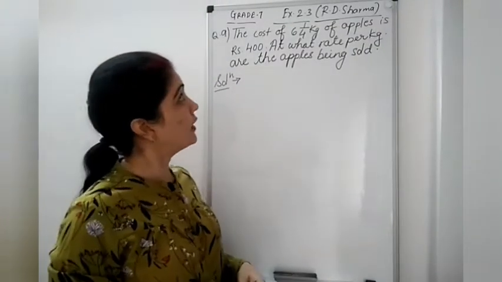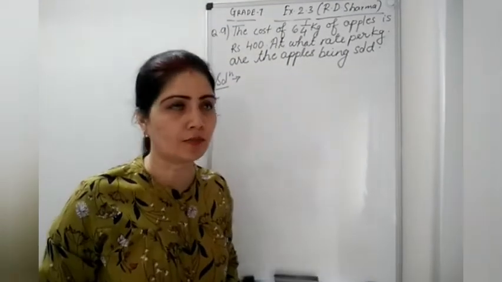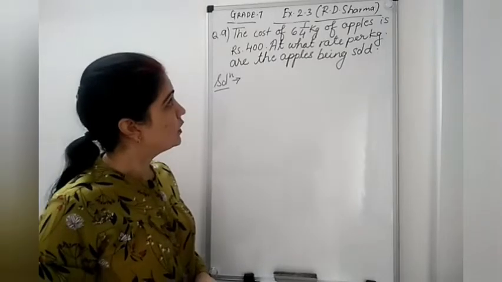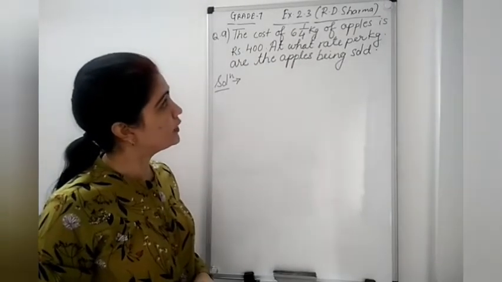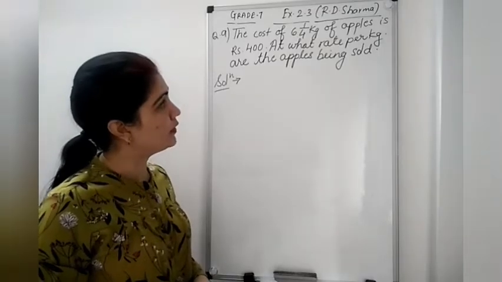So again we are continuing exercise 2.3 and we are going to solve question number 9, grade 7 RD Sharma. So first we'll read the question. The cost of 6 1 upon 4 kg of apples is rupees 400. At what rate per kg are the apples being sold?